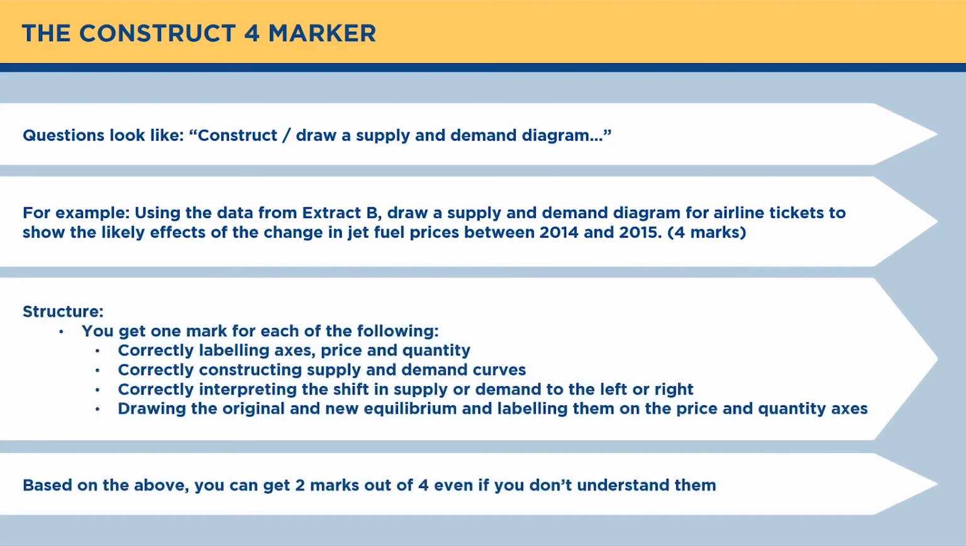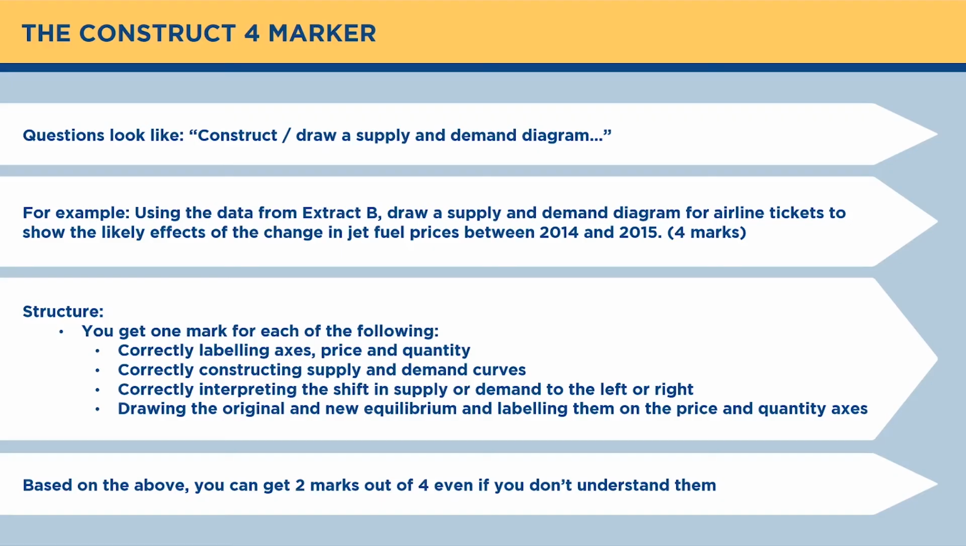In terms of structure, it's actually really straightforward. You get 1 mark for each of the following. Correctly labeling the axis, price and quantity, gets you 1 mark. Correctly constructing supply and demand curves also gets you a mark. Then the last 2 marks are the more difficult ones to get, the ones that rely on your knowledge. Correctly interpreting whether the shift is in supply or demand and whether it's to the left or to the right. And then finally, the 4th mark is from drawing the original and the new equilibriums and labeling them on the price and quantity axis.